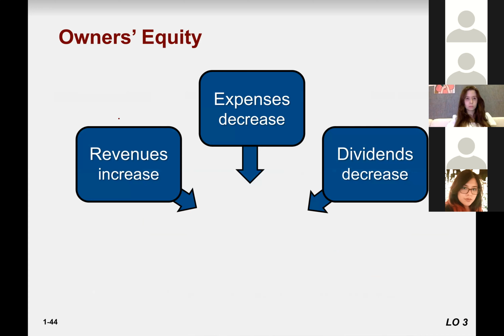So my question is about owner's equity. We know that if we divide owner's equity, it is divided into two: paid-in capital and retained earnings. So you tell me, if revenue increases, will it increase the owner's equity or decrease the owner's equity? Think about that. Class participation is here.